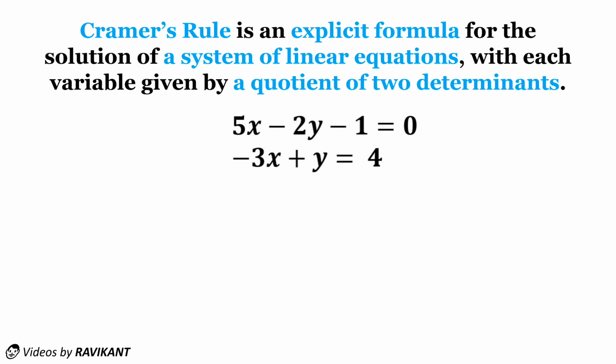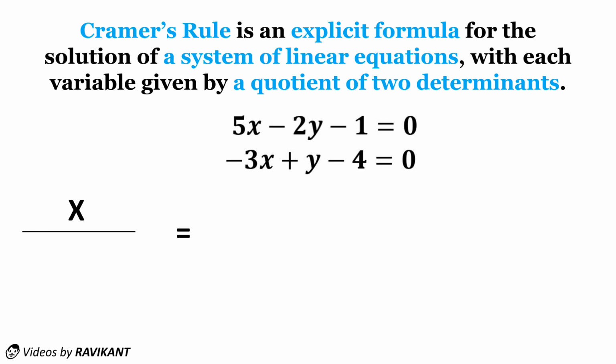First we write our first equation into standard form. Then we have the following equation. Then we write our second equation into standard form. Then we have the following equation. So to find the values of unknown variables x and y, we will always write as the following.